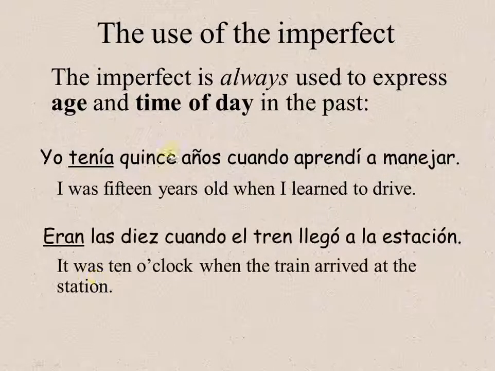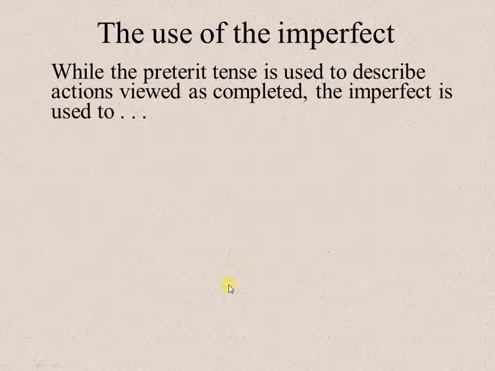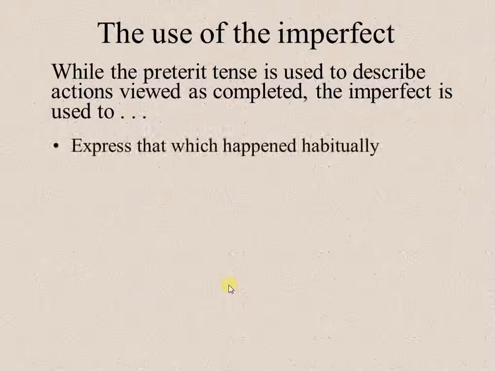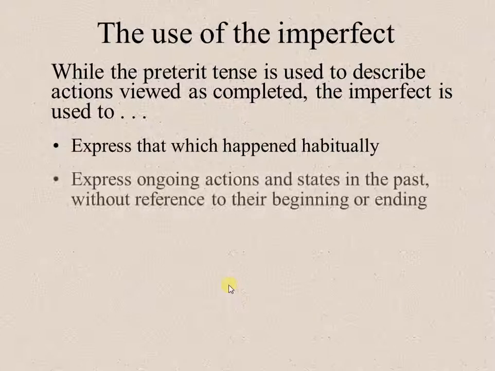Now I'm talking about time. Remember, time of the day? It was 10 o'clock when the train arrived at the station. Eran las 10 cuando el tren llegó a la estación. Another use of the imperfect. While the preterite tense is used to describe actions viewed as completed, the imperfect is used to, first, express that which happened habitually.